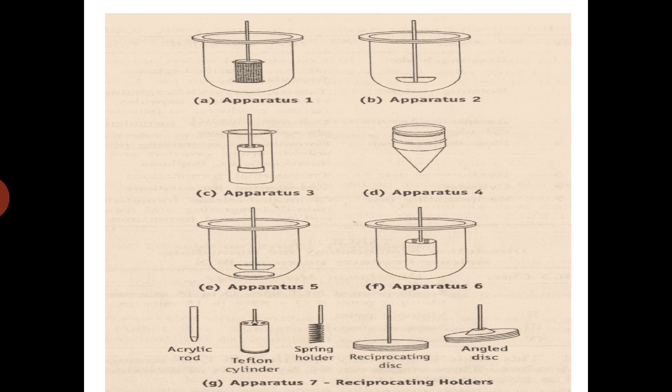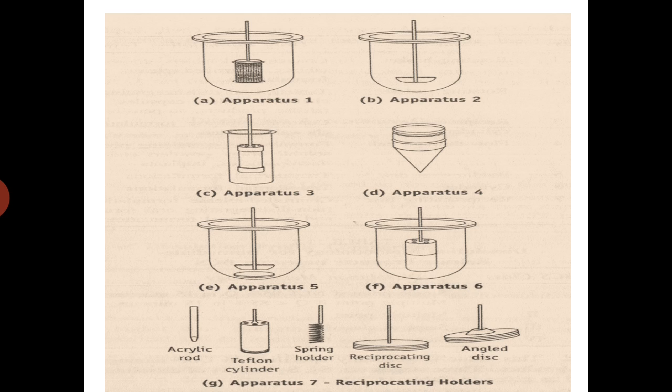And apparatus 7 includes some of the reciprocating disc, spring holder, Teflon cylinder, acrylic rod, and angle disc, etc. So initially I said this is not exactly a separate apparatus. If you consider the first 6 as apparatus, the 7th one is some accessory. These are the accessories used when a specialized dosage form, suppose it floats, floats only for some period of time, and the remaining time it will sink within the dissolution media.